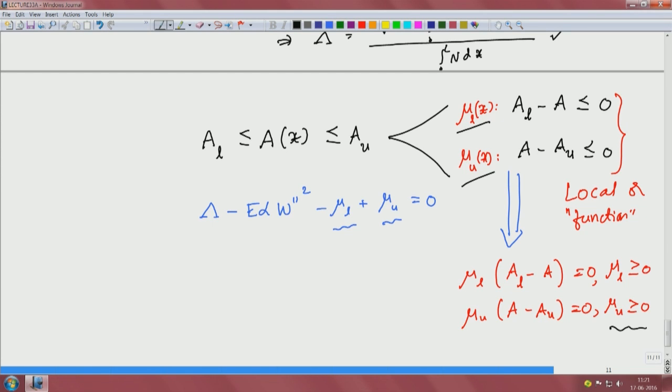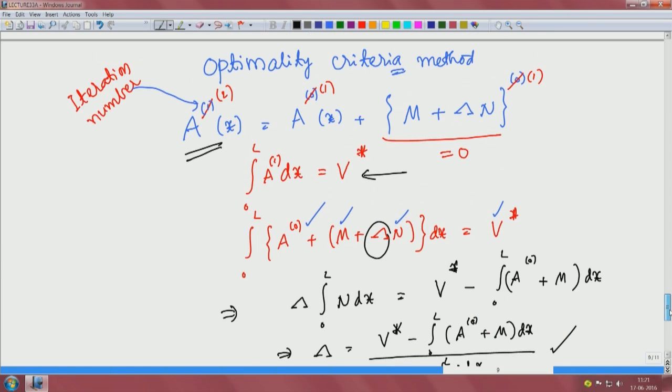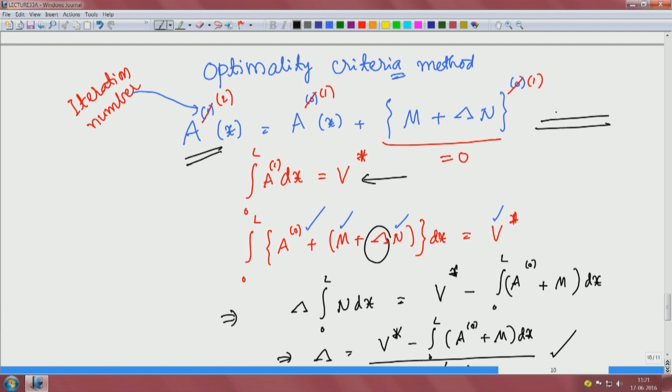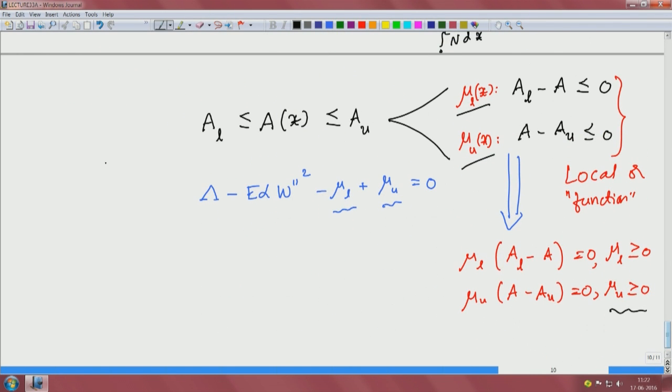So, we have to find them. Actually, we do not have to find them, because when you are updating your area profile in this manner, as you find the uppercase lambda, you check after you do this whether area of cross section anywhere is going to disobey these bounds. When they disobey, you push them to that. If something is exceeding A_U, you bring it down to A_U and fix it at that. When something is going below A_L, you just make it stay at A_L.